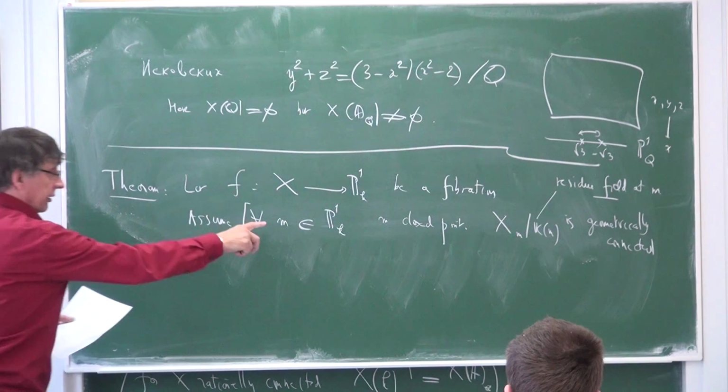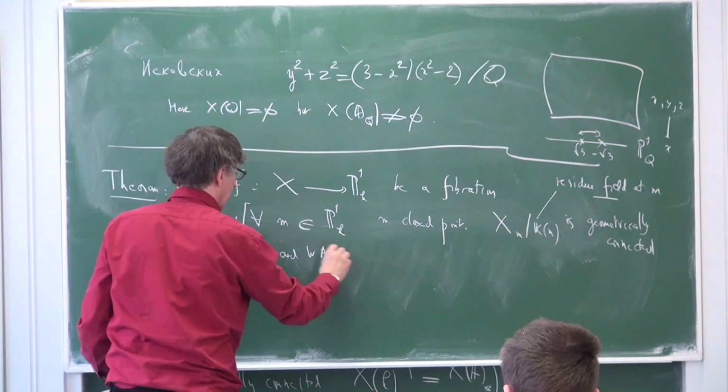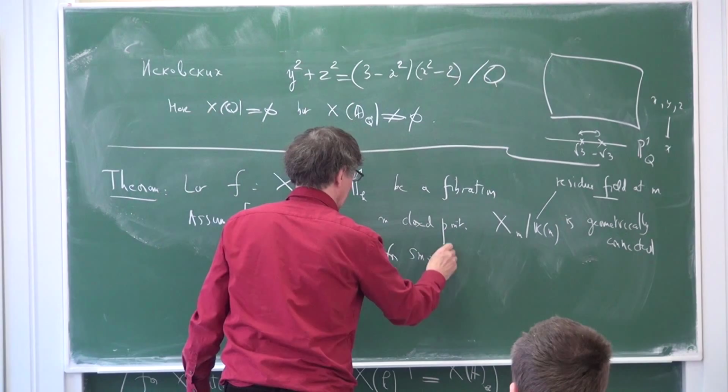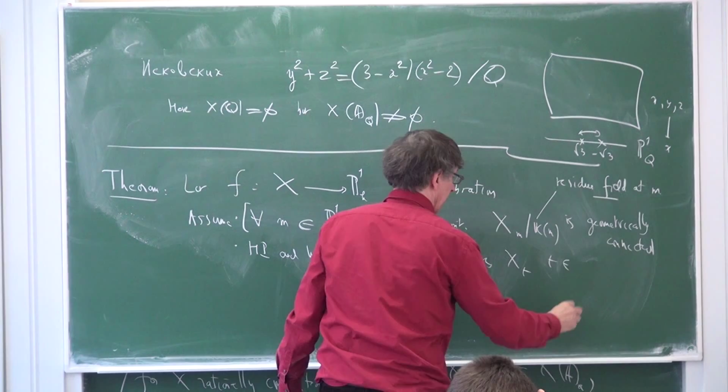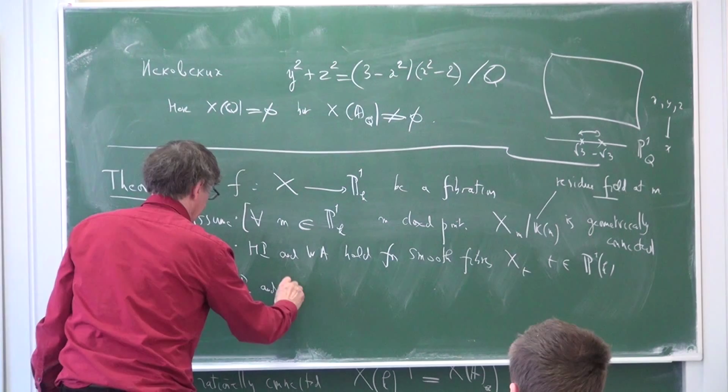And assume that the Hasse principle and weak approximation hold for the smooth fibers X_t, for t in P1(k), each time X_t is smooth. Then the Hasse principle and weak approximation hold for X. Okay, that's a general theorem.